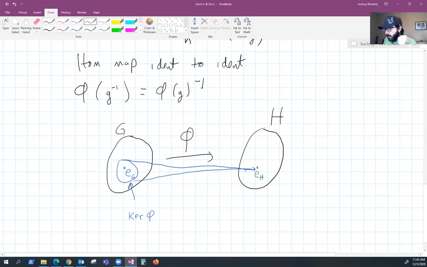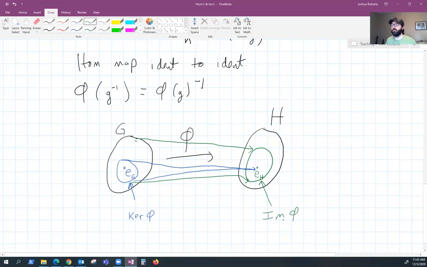Now, we can look at a subgroup of H that consists of everything in G, where it goes. We look at where everything in G goes, and this is called the image of phi. So those are two important subgroups we get. The kernel of phi is a subgroup of G, everything that goes to the identity, and the image of phi is a subgroup of H. It's everything in G that gets sent to something in H.